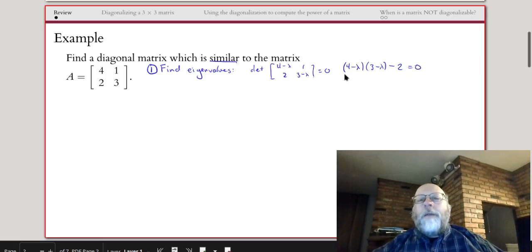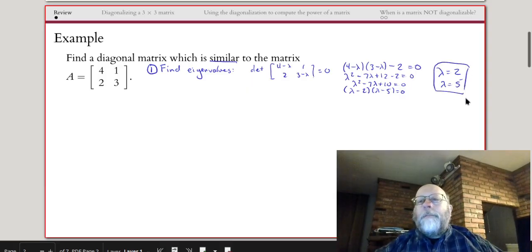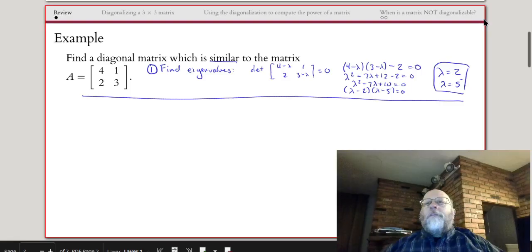When I FOIL this out, I'm going to get lambda squared. That's my last term. I'm going to do that one first. Minus 7 lambda plus 12 minus 2 equals 0, or lambda squared minus 7 lambda plus 10. That factors into (lambda minus 2)(lambda minus 5). And so we have two eigenvalues, 2 and 5. And those are the eigenvalues.